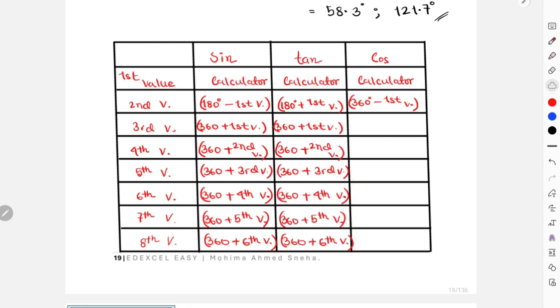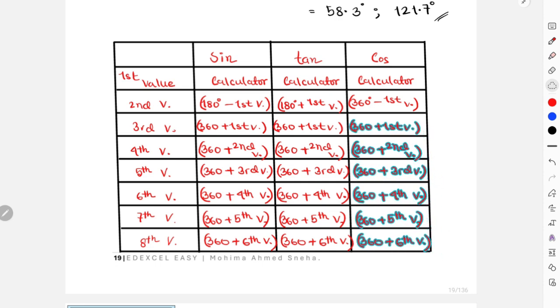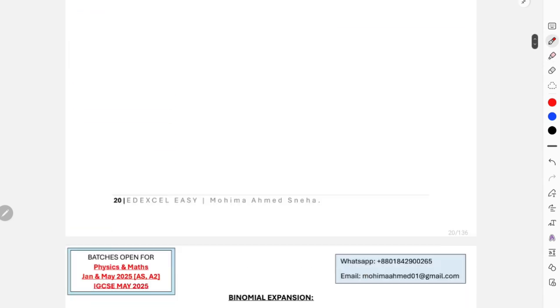And lastly for cos also they have a similar process: 360 plus first value, 360 plus second value, 360 plus third value again. So from the third value to the eighth value, and as you go along, maybe 9th, 10th, 11th, 12th, they will all have a similar pattern. But for the first two values they have different patterns. Only the first value is calculated from your calculator, and the second value is from these cases. Okay, now this is a very important note on how to calculate the different angles from our triangle. Now we'll move on to the next part.